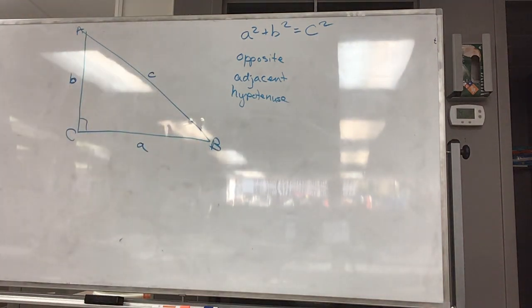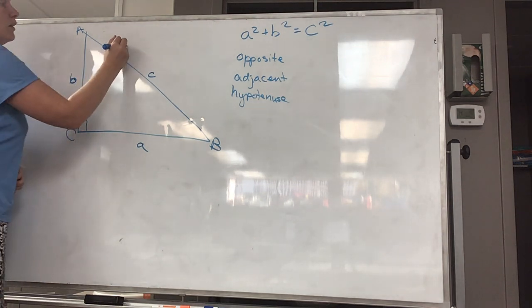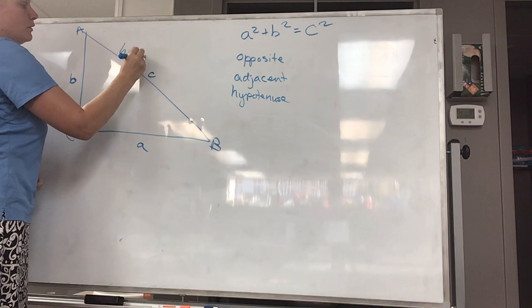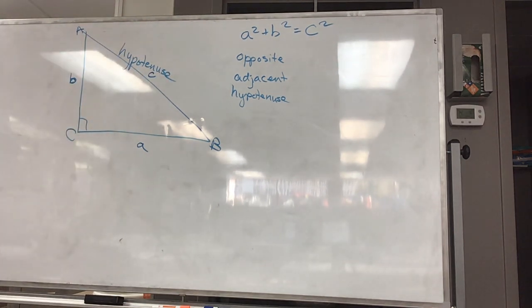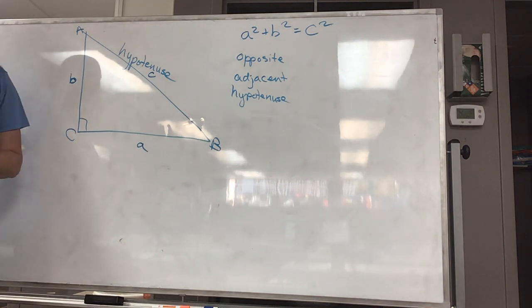So, first point of confusion. Hypotenuse is easy. Which one's the hypotenuse? A, B, or C? C. It's the one across from the right angle. This is the hypotenuse. If you've ever seen the Sandra Boynton comic, it has a little hippo lying on there, and it's called the hippopotenuse. But it's cute.